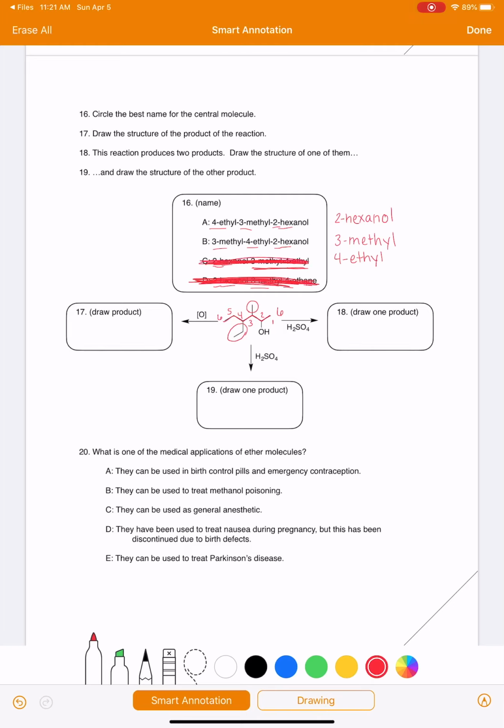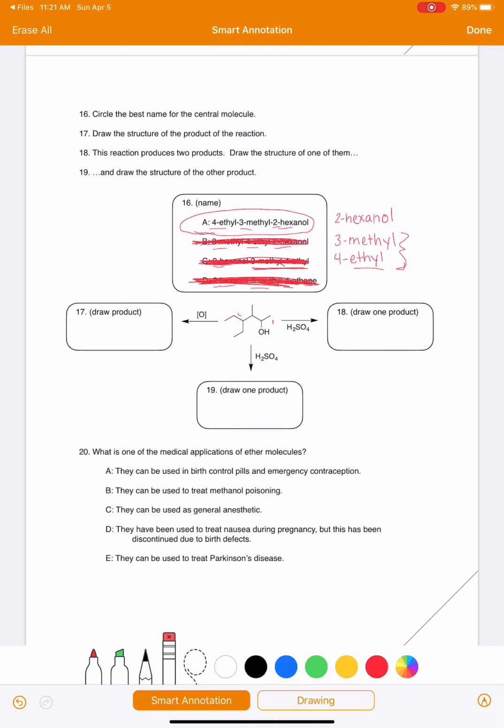So now we're down to A and B. And these two are almost exactly the same. When you're naming your substituents, remember, you're going to put them in alphabetical order, not in number order. So ethyl will come first in the correct name for the molecule, even though it is a higher number. So the correct answer is A. Now let's move on to the reactions.